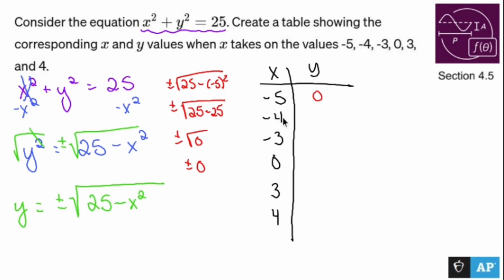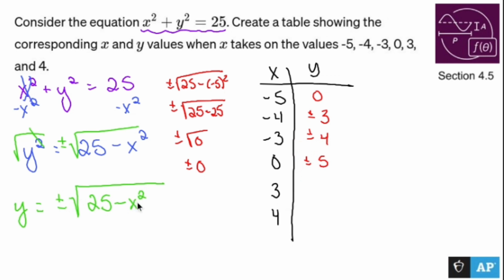If I plug in -4, -4 squared becomes 16. 25 minus 16 is 9. Positive or negative, square root of 9 is positive and negative 3. If I were to plug in -3, -3 squared becomes 9. So 25 minus 9 is 16. Positive or negative square root of 16 is positive and negative 4. If I plug in 0, I get 25 minus 0. So positive or negative square root of 25 is positive or negative 5.